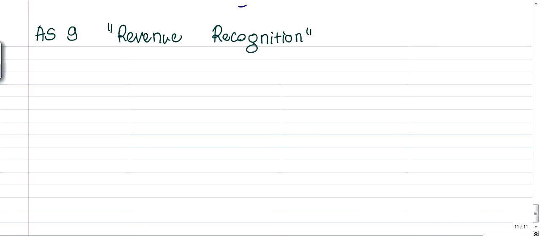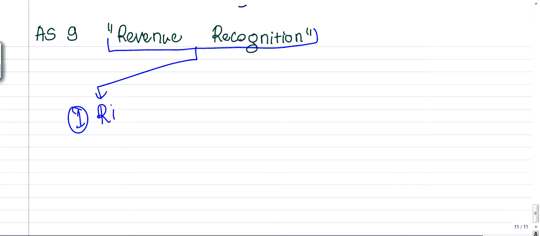Hello guys, we are covering RTP November 2019 FR. We are now looking into AS 9, revenue recognition. In revenue recognition, two things should be there.